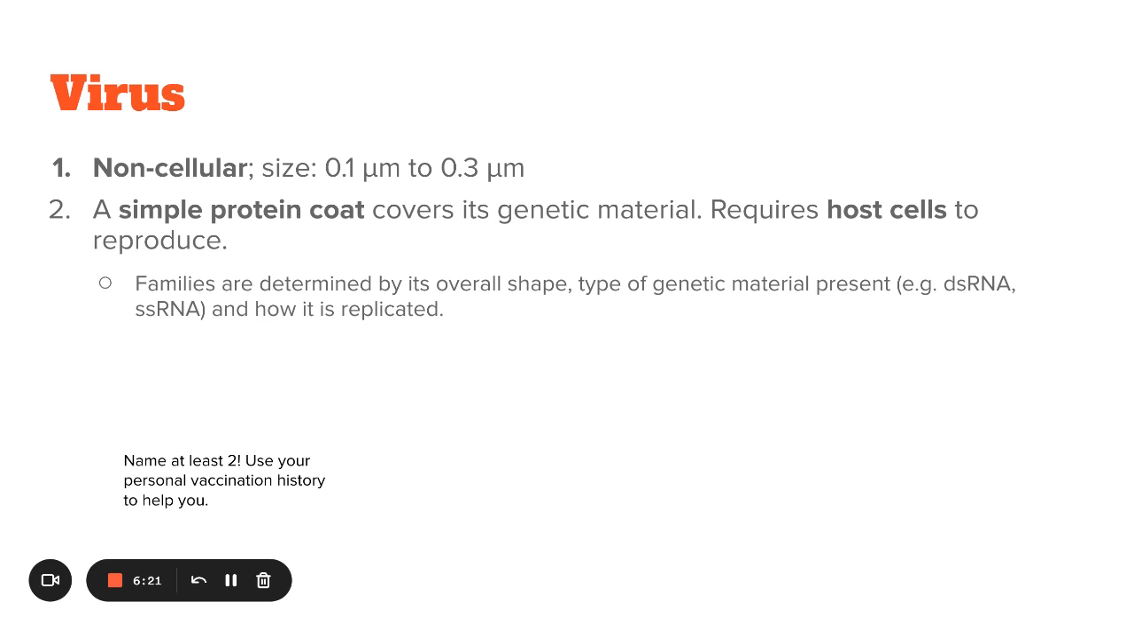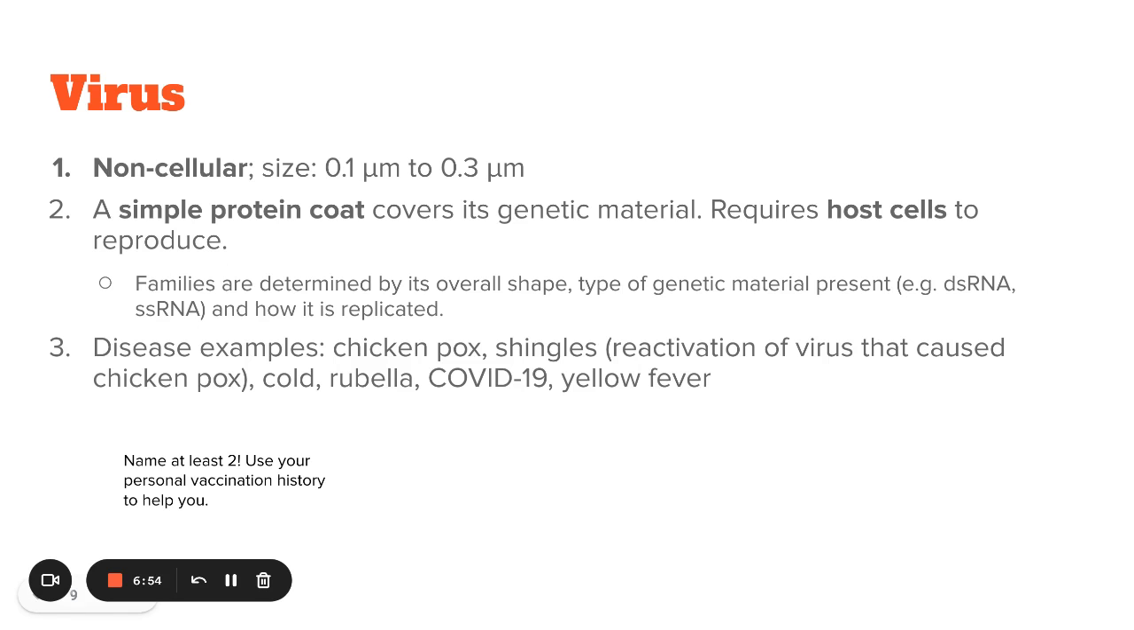Some say that it can live on surfaces, but for them to replicate and reproduce, it needs a living cell. Right? And so the families, to categorize them, because, as humans, we love categorizing things. Your folders, your stationery, any tools that you have. We categorize viruses by their shape, the type of genetic material present. For example, this means double-stranded RNA. This means single-stranded RNA, and how it is replicated.